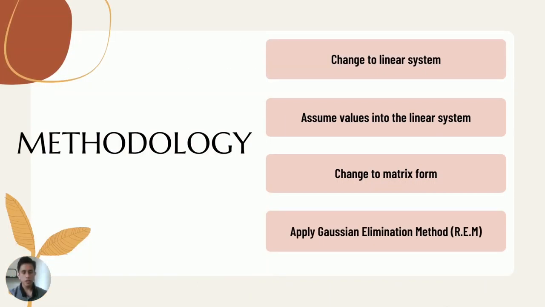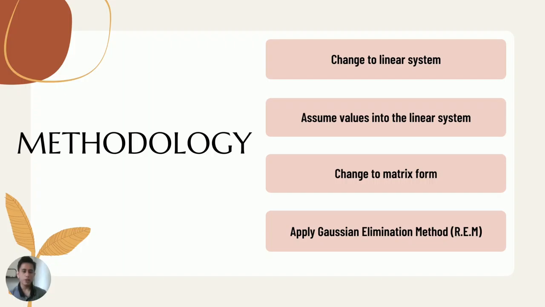For the methodology, the first step is to convert the problem into a linear system. To do this, we assume values into the linear system by using variables such as A, B, C or X, Y, Z. After we change it into a linear system and have values assumed in it, we can change it to matrix form.